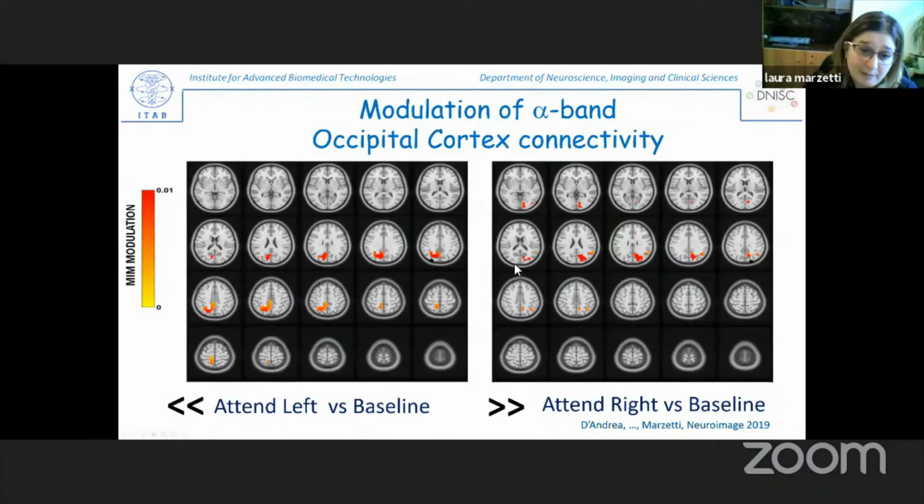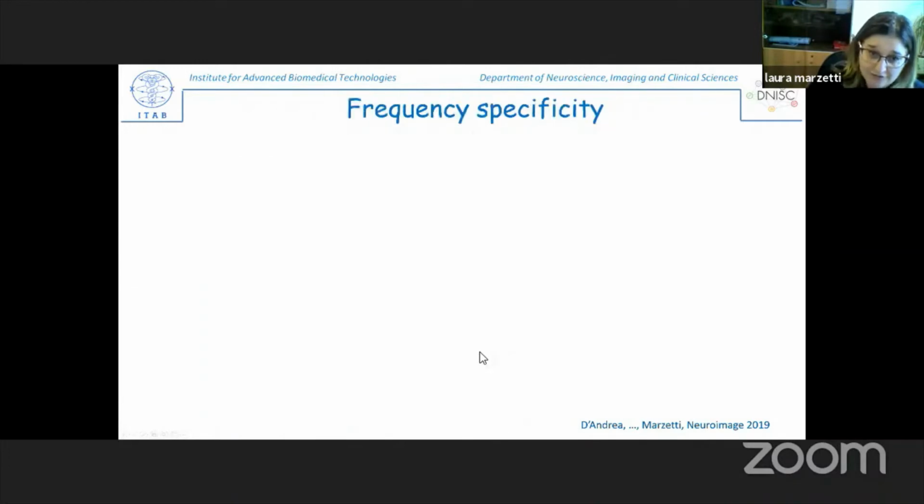that there is a coupling of the visual cortex, which is the black dot on the visual areas, to the parietal cortex, and that this is specific to the hemisphere which is ipsilateral to the hemifield to which attention is allocated. And this is true, of course, for attending to the right and for attending to the left location.